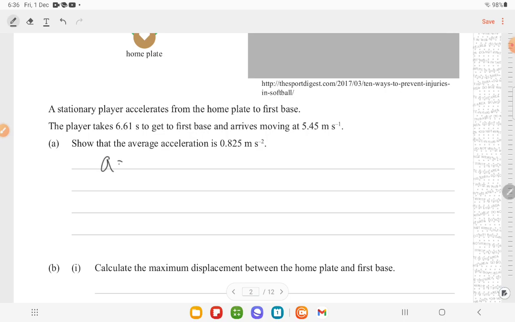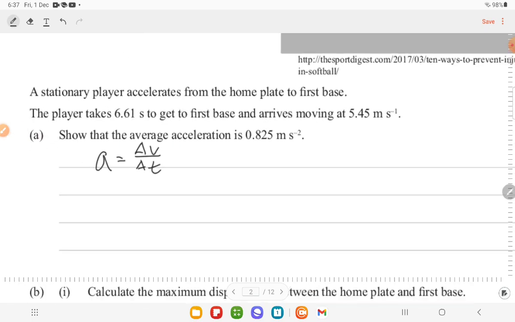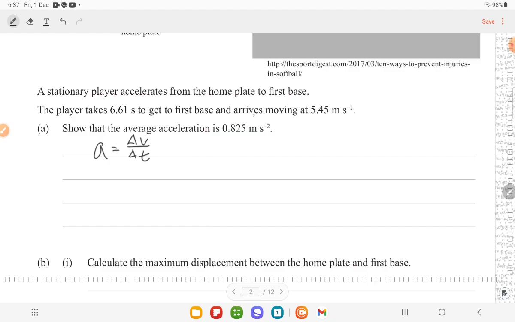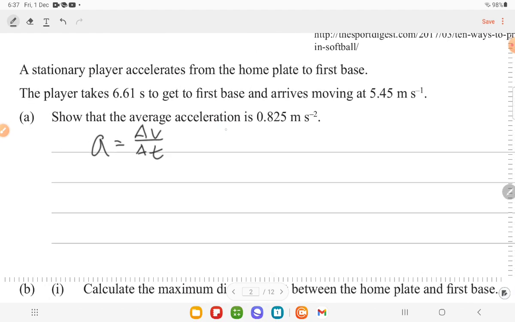So average acceleration is equal to change in velocity over change in time. Initially the player is not moving, so the velocity goes from 0 to 5.45. So the change in velocity is 5.45. It took 6.61 seconds, and this is equal to 0.825 meters per second squared.